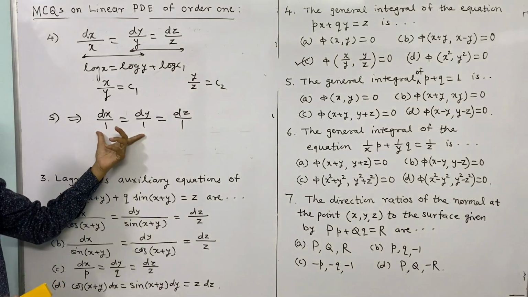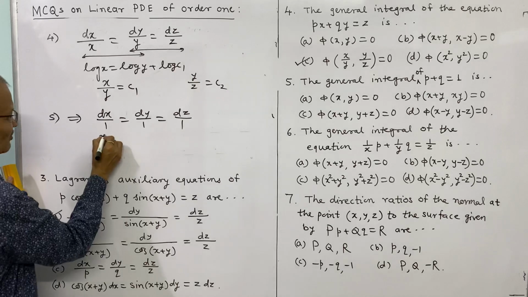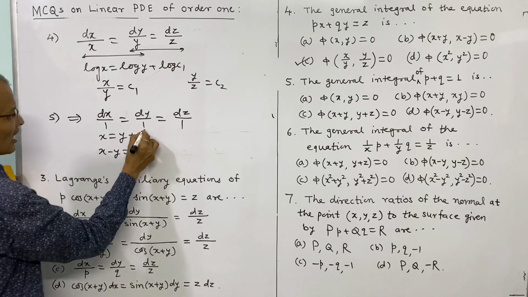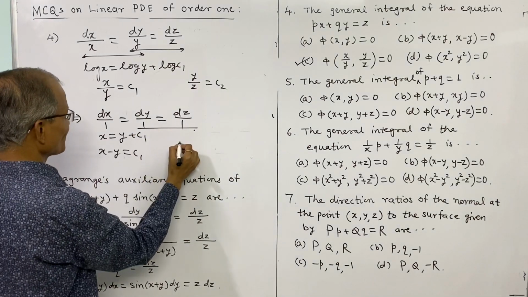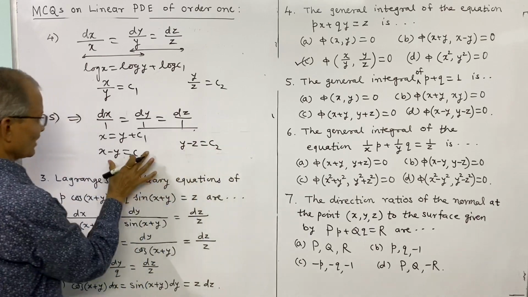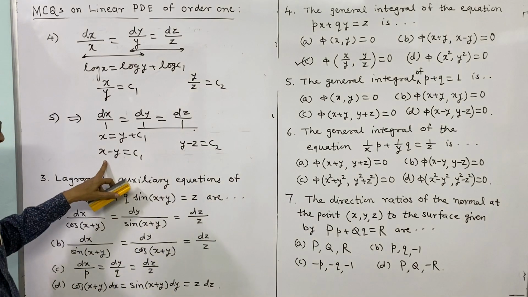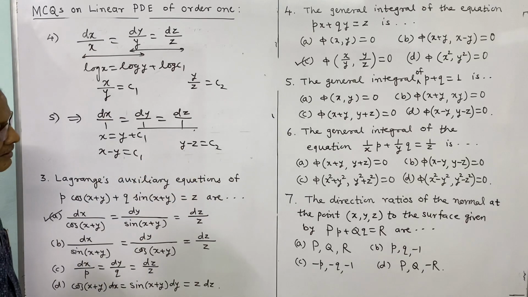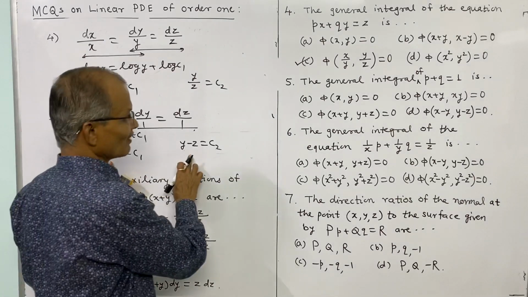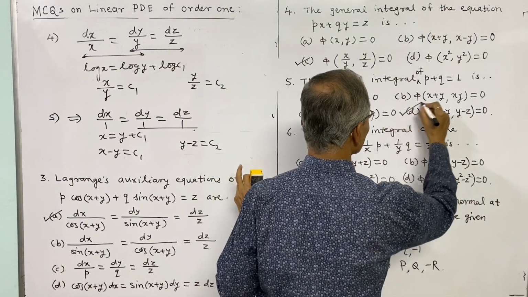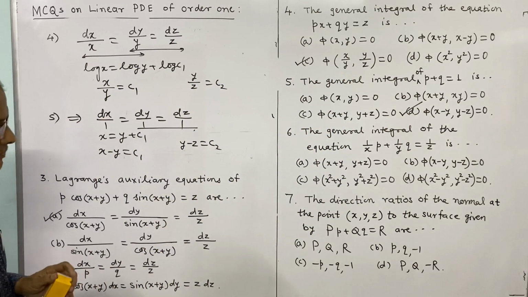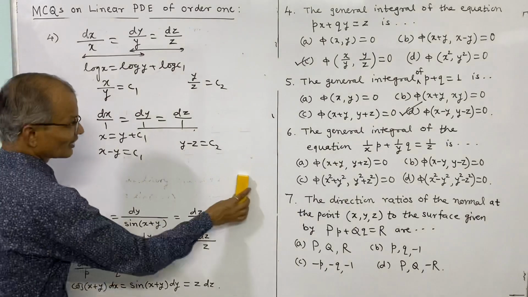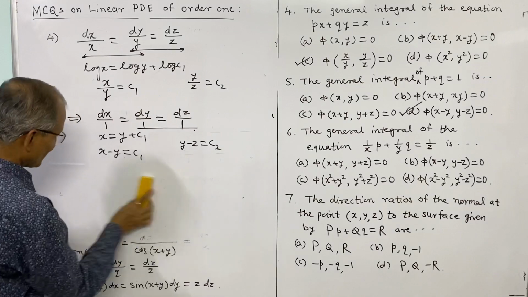First, if you group these two and integrate, what is the integration? X is equal to y plus c1, that means x minus y is equal to c1. And if you group this, that gives y minus z is equal to c2. And therefore the answer is phi of x minus y and y minus z is 0. And see the alternative here: phi of x minus y, y minus z, is 0. So this is the correct alternative for the fifth. Now the sixth one is similar to the earlier problem.